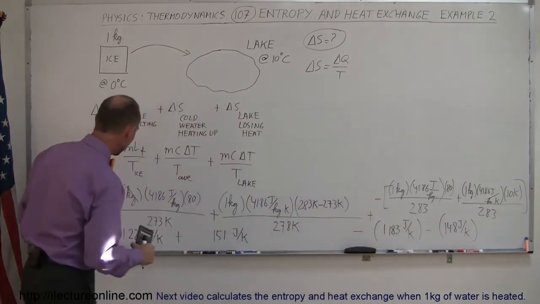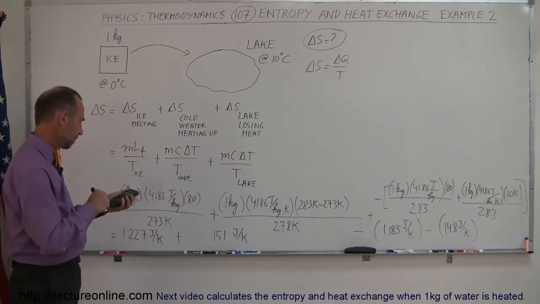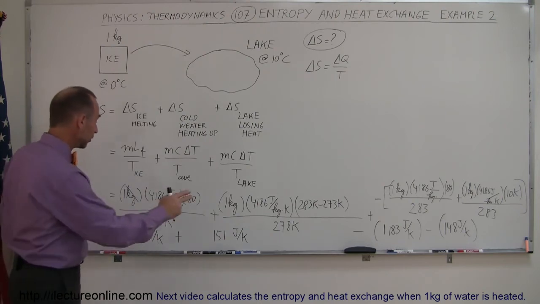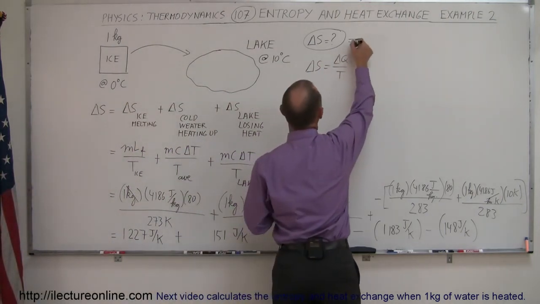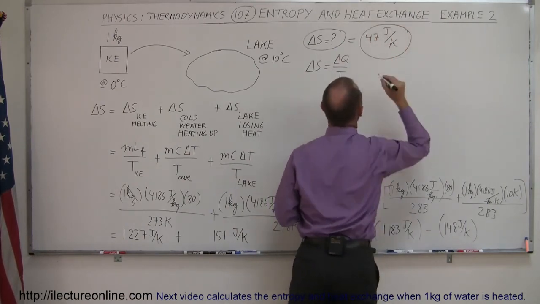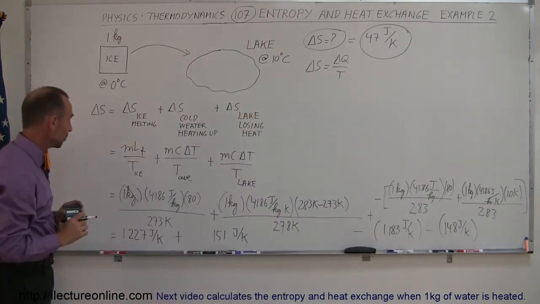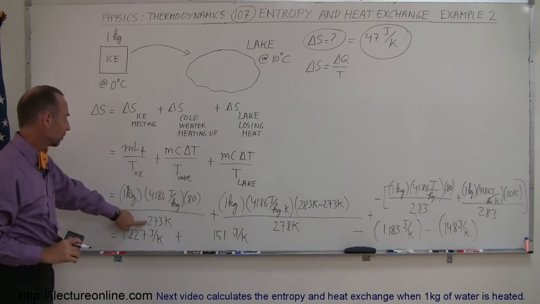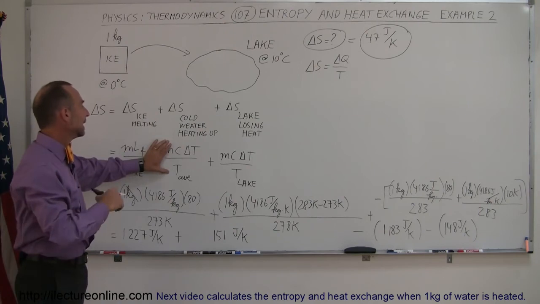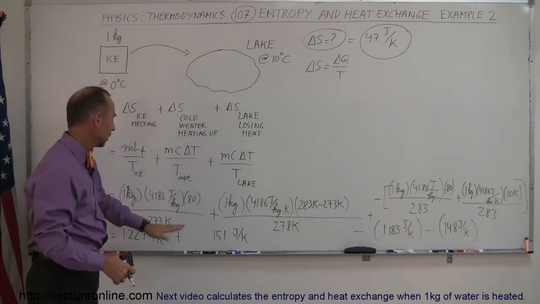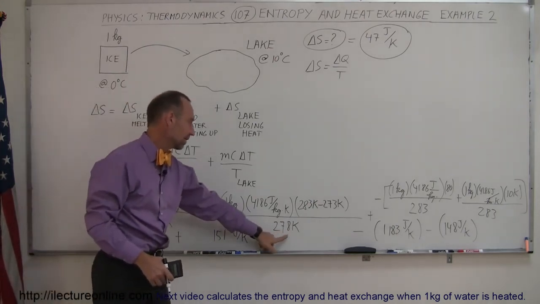Now when we add the whole thing together, we get 1227 plus 151 minus 1183 and minus 148. And the net entropy change when I add all that together, so delta S is going to be equal to 47 joules per Kelvin. And that's the total answer. Just so that we understand what we just did. Entropy change from melting the ice, we use the temperature of the ice. Entropy change for heating up the cold water from 0 to 10 degrees centigrade, from when the ice is melted to when it reaches the same temperature as the lake, we use the average temperature right here of 278.